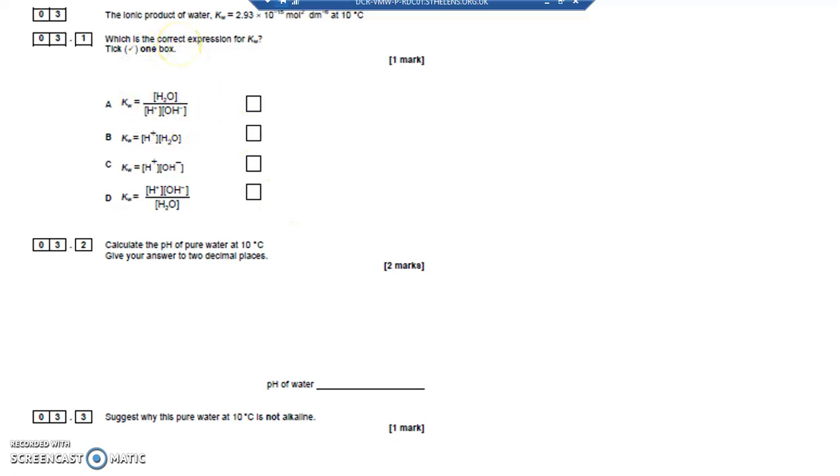Question 3.1. Which is the correct expression for Kw? That's just something to learn. Kw is the H+ concentration multiplied by the OH- concentration. The answer is C.